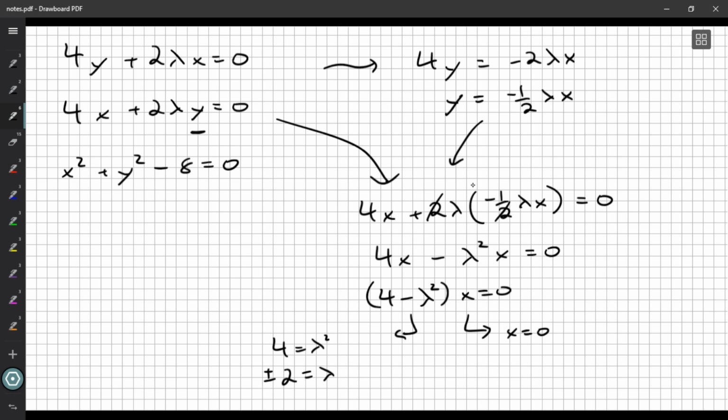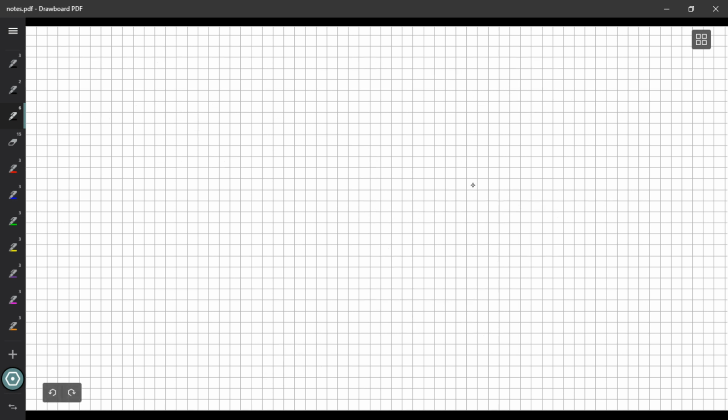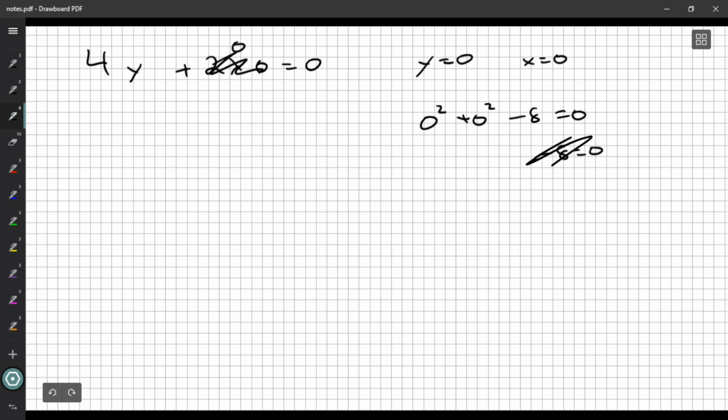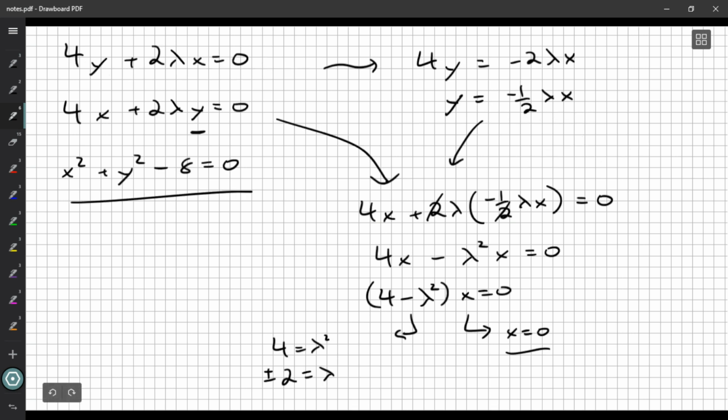Well, if we let x be equal to 0, okay, what's going to happen? Well, let's go back to this first equation. We'll have 2 lambda times 0. Well, that's just going to be 0. So 4y is equal to 0. Well, that means y is equal to 0. But x is already equal to 0. And if we look at the last equation here, we get 0 squared plus 0 squared minus 8 is equal to 0. That doesn't make any sense. Negative 8 equal to 0? Okay, so what does that mean? Well, we can't have x be equal to 0. Okay, it's just not going to work for us.